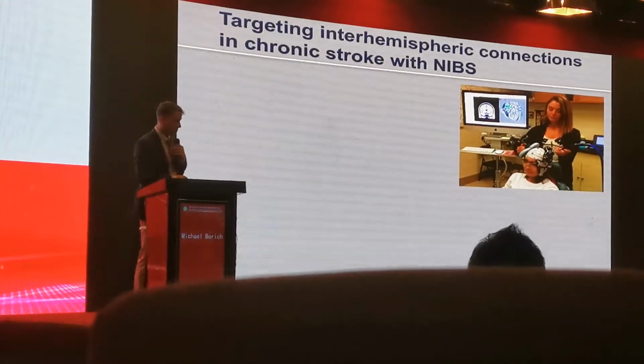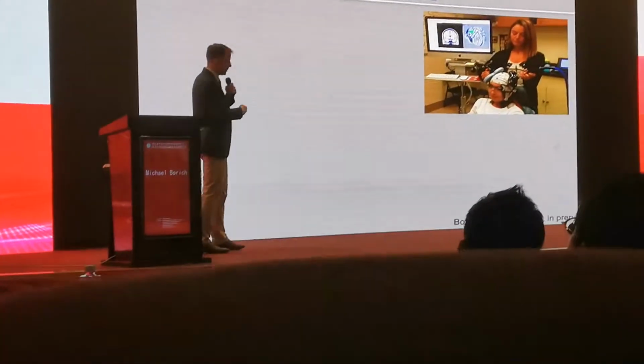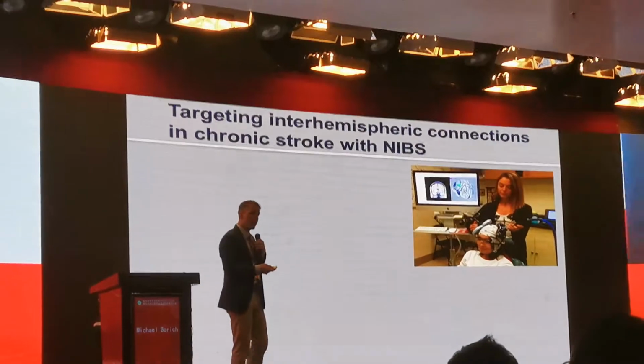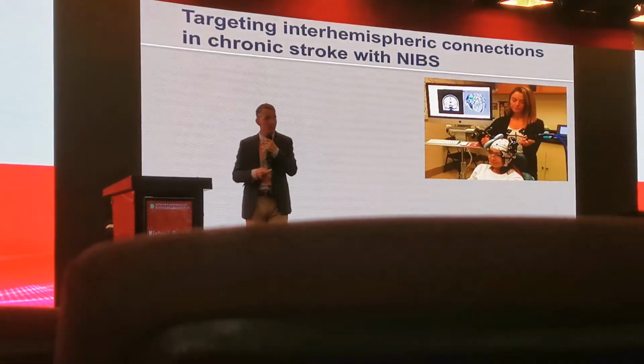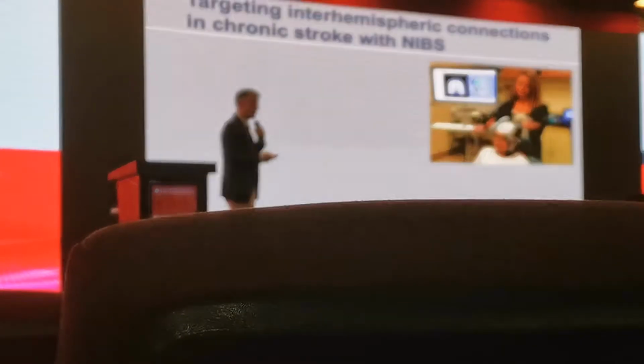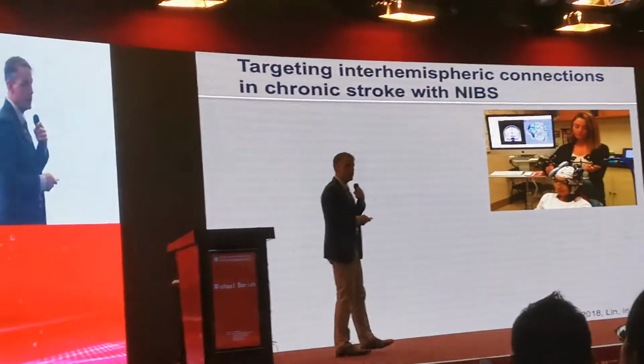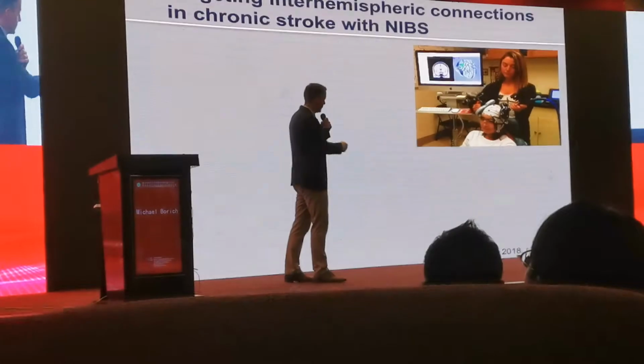So the approach is called, again, paired associative stimulation, but instead of pairing a peripheral stimulus and a central stimulus, we actually paired two TMS pulses in time, in this case overlying the right and left motor cortex, and what you can see in the illustration here.